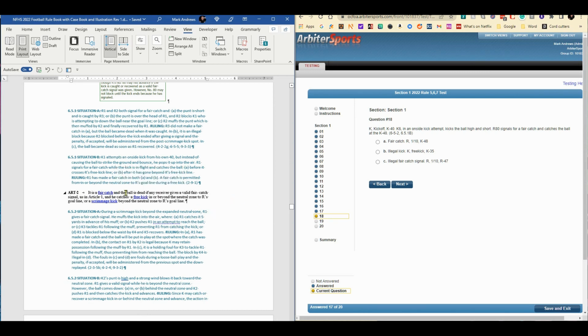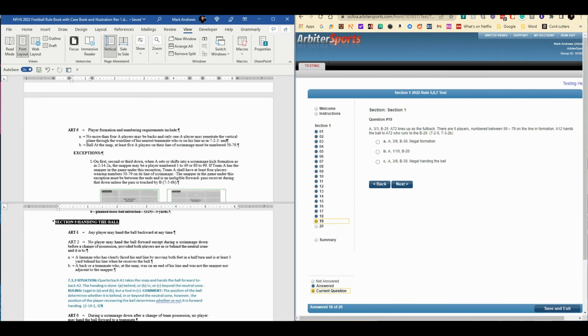So, it is a fair catch, and the ball is dead if any receiver gives a valid fair catch signal, as in Article 1, and he catches a free kick in or beyond the neutral zone to R's goal line. I'm not going to read the rest of it. This is a free kick. Now, the neutral zone on a free kick is a 10-yard area. It's from where the ball is kicked to the 10 yards beyond that. And that's considered the neutral zone. And so this fair catch by R80 is perfectly legal. And so they're going to end up with the ball first and 10 at the K48.